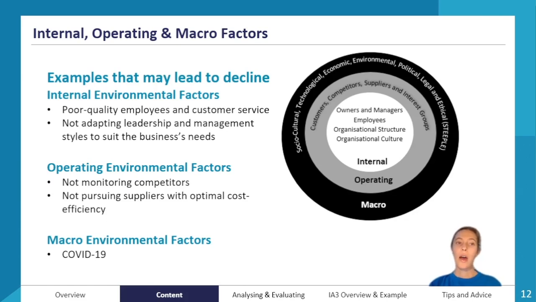So let's have a look now at internal, operating, and macro factors, with some examples that may lead to decline in each of these categories. First of all, let's have a look at what each of these mean. You can think of these different categories as sort of being like a house.